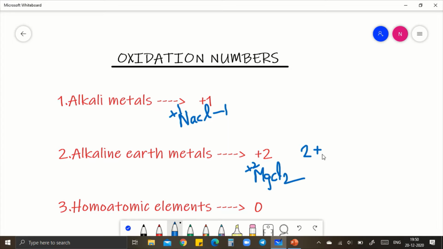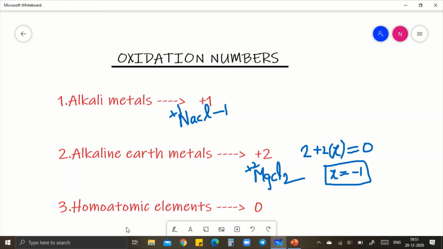there are 2 chlorines, right? 2 into X, let's suppose the oxidation state of chlorine is X. So 2 + 2X is equal to 0, because the entire compound is 0. So 2X is equal to -2, X is equal to -1. And we know that chlorine's oxidation state is -1. Chlorine also exhibits positive oxidation states such as +1, +3, +5 and +7, but its fixed oxidation state is -1.